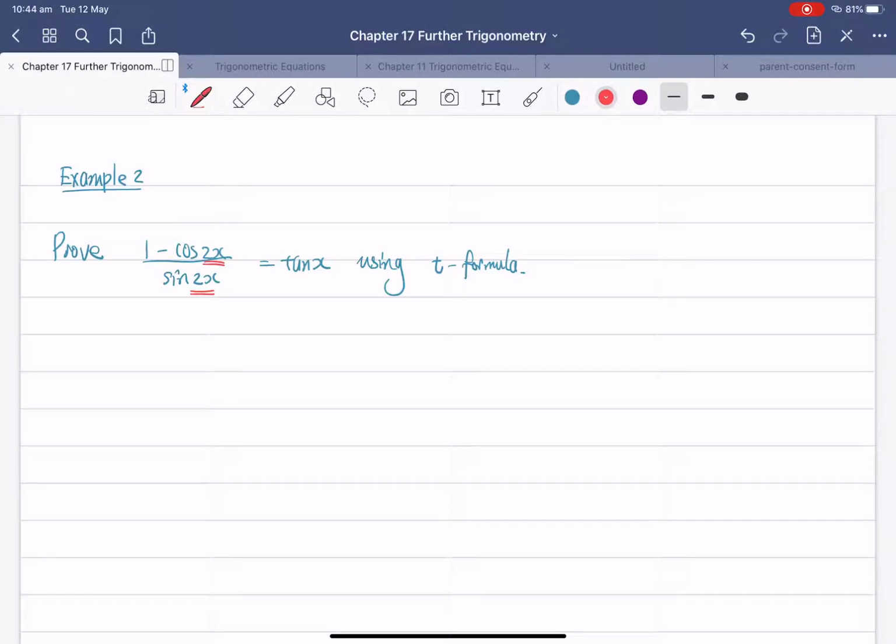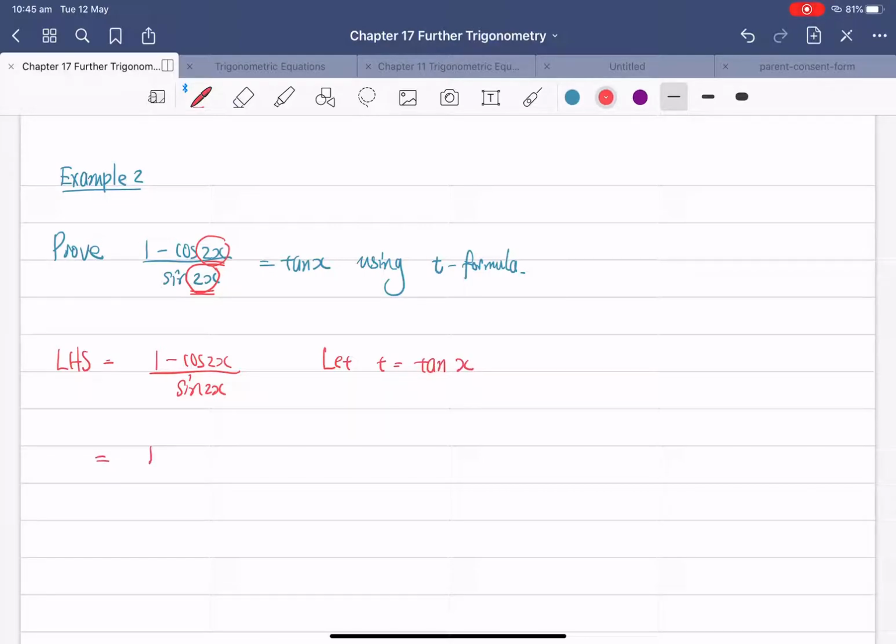This time, instead of letting t equal theta over 2, or x over 2 in this case, you are going to let t equal tangent x. All right, very, very important because this is the double angle. It's not just x by itself. All right, so let's start. The left-hand side is equal to 1 minus cosine 2x over sine 2x. We're going to let t equal, very important, tangent x this time.